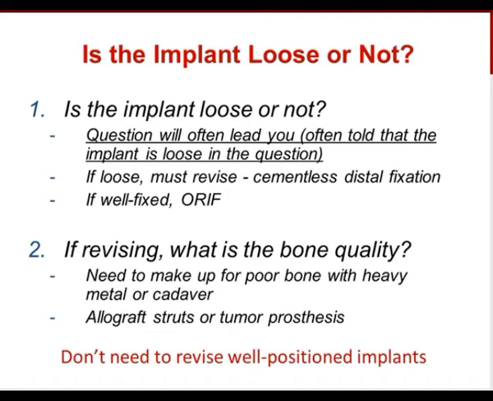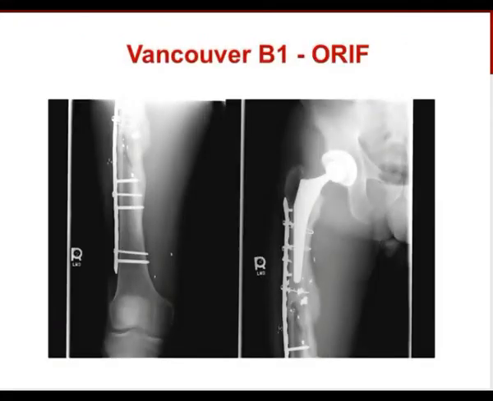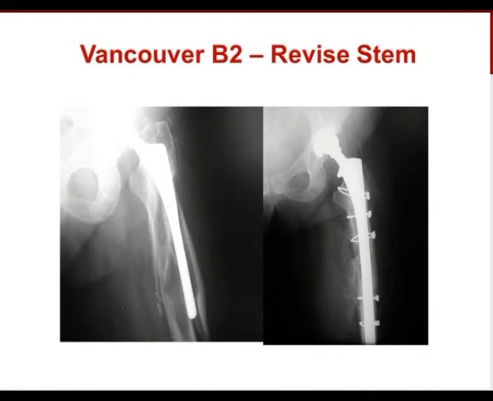If you have a cup that's in good position, you can leave that cup alone. This is a typical Vancouver B1 fracture. You can see a stable stem that was fixed with a plate and screws. Proximally, you want to use a combination of locking screws and cerclage wires or cables. In a Vancouver B2, this is a stem that's loose. This, again, requires revision of the stem to achieve stable fixation.